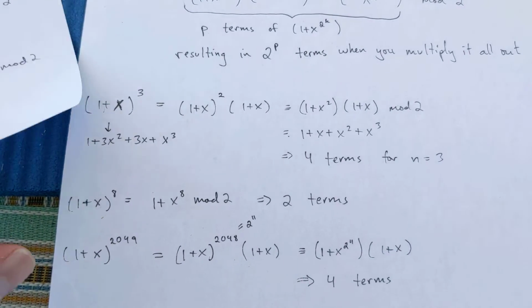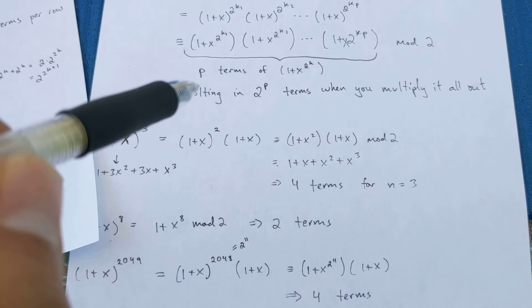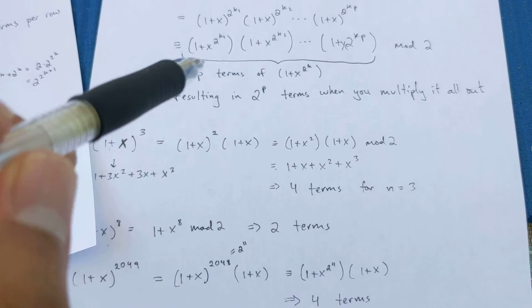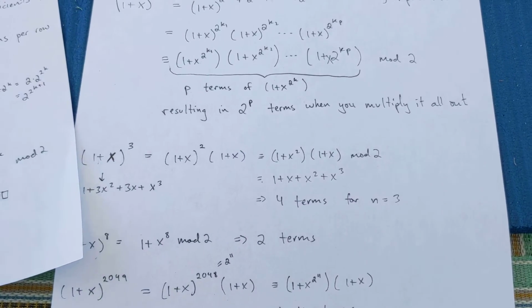So basically the general theorem is if you decompose any n into its binary expansion, and you count the number of ones, 2 to that number is going to be how many odd values are in that row.